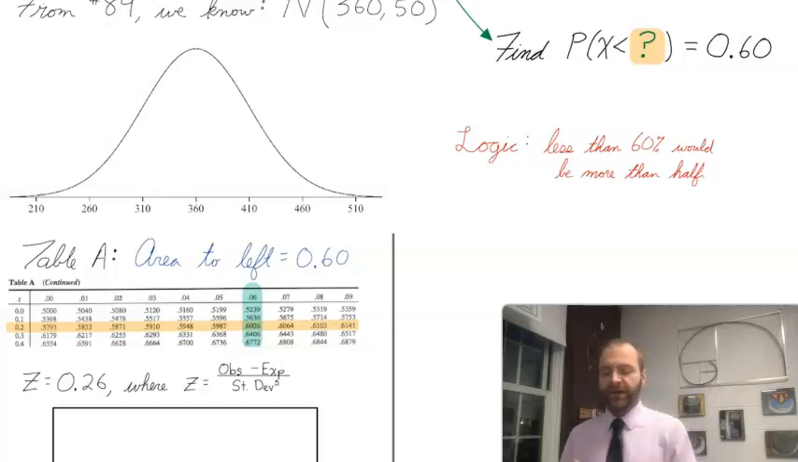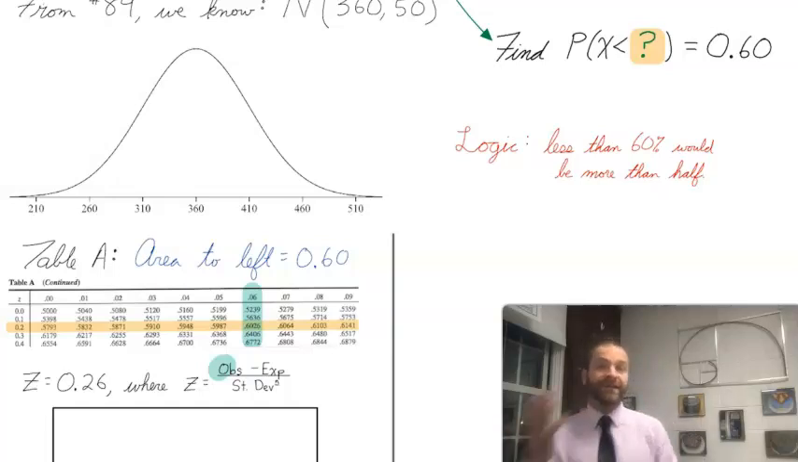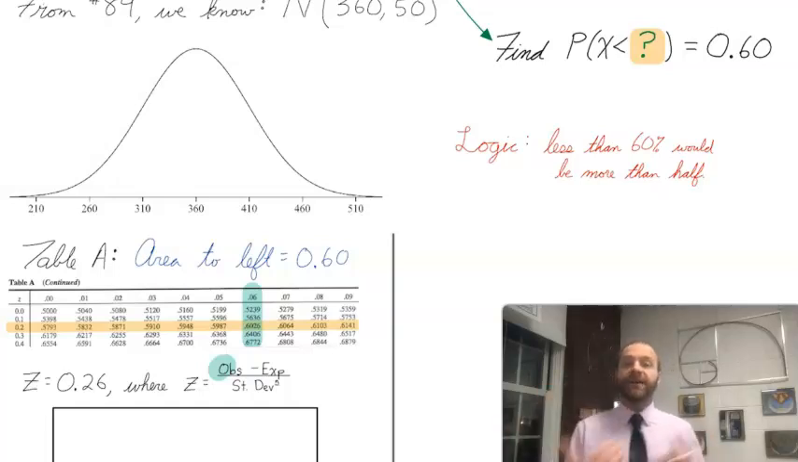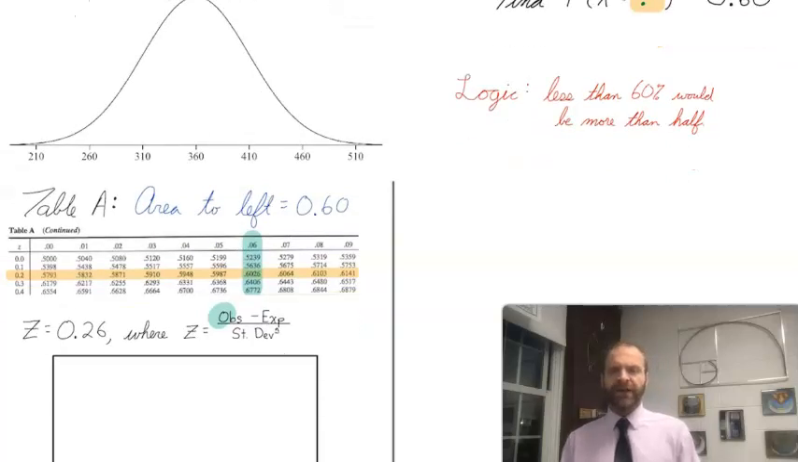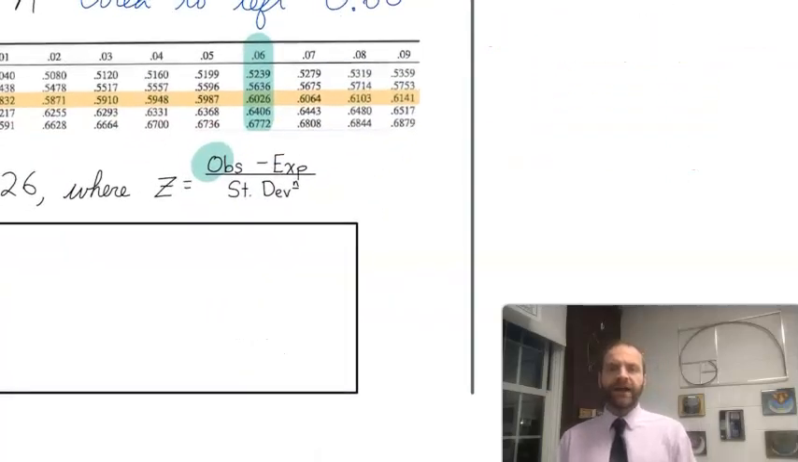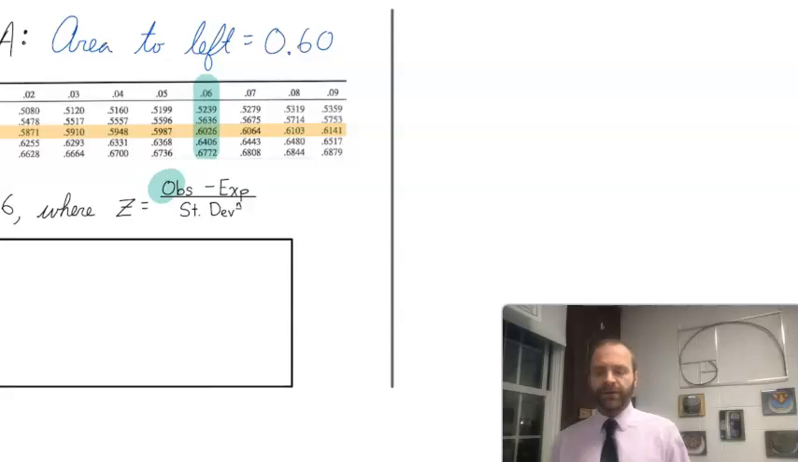We are trying to find what we are observing. That's what I'm looking for, minus what we expect. That's your mean, divided by a standard deviation. So if I go to the formulas for this, I can actually do the rest of the work.